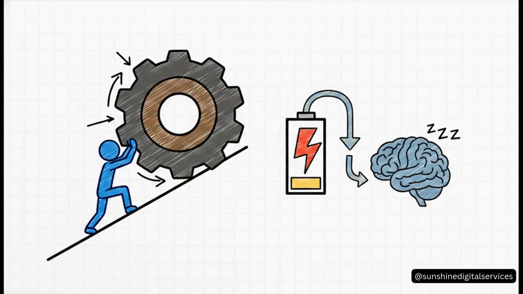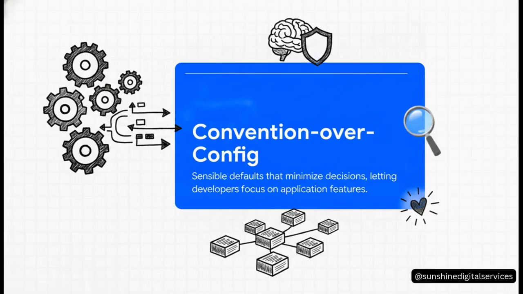This is the exact friction Ember was built to completely eliminate. The crucial concept here is convention over configuration. This is a framework paradigm that provides sensible defaults for standard tasks. It minimizes decisions so you can just focus on your unique application features. Honestly, this is the beating heart of Ember. By establishing a standard, agreed-upon way of doing things, it fundamentally protects your mental bandwidth.